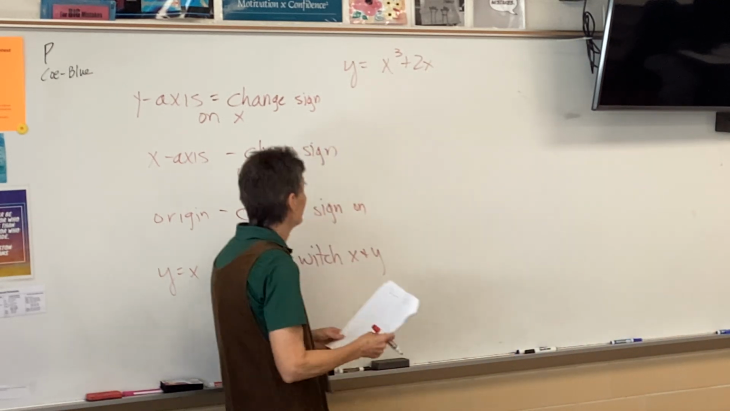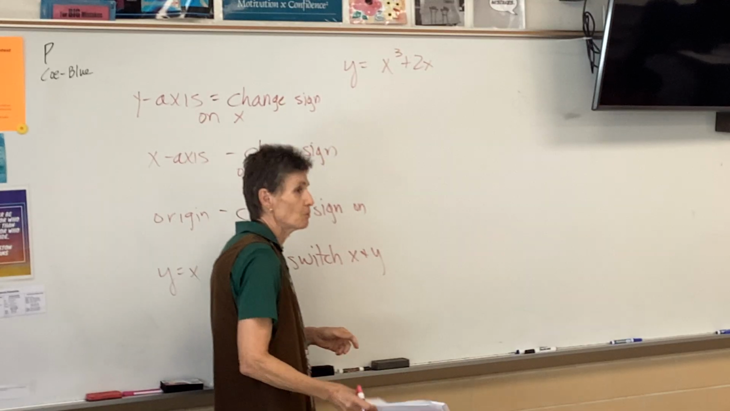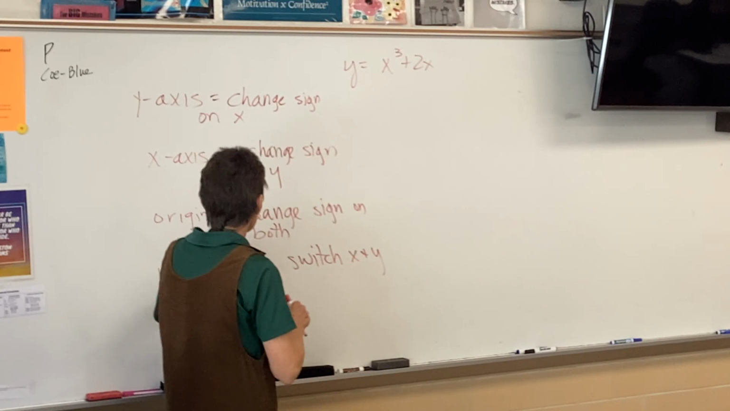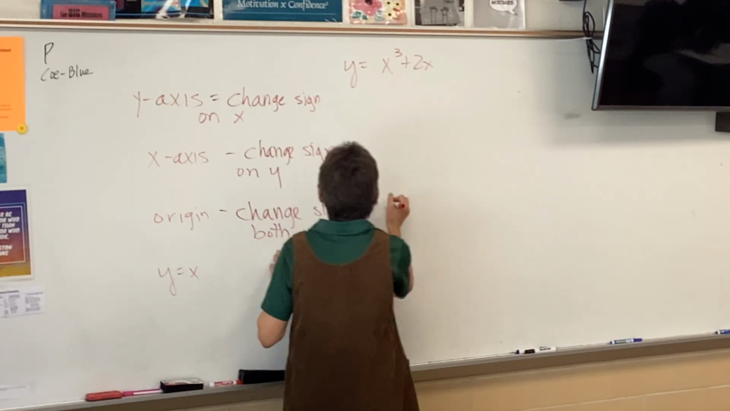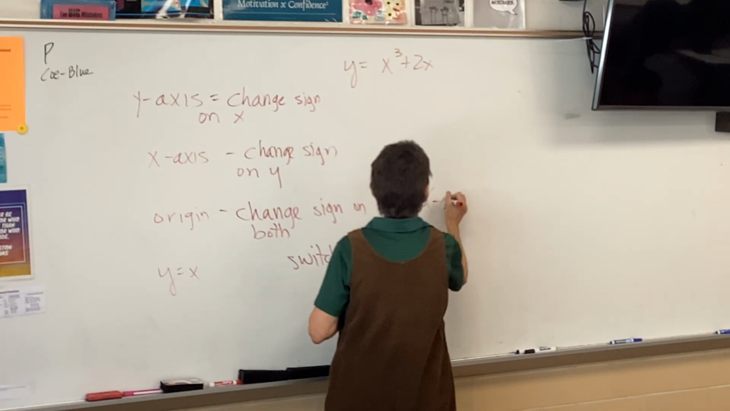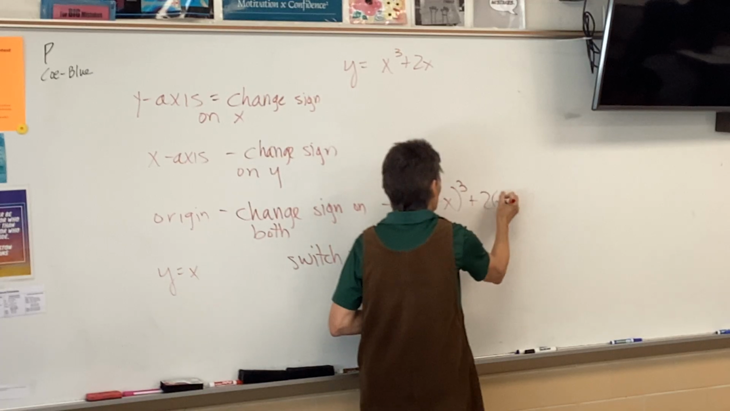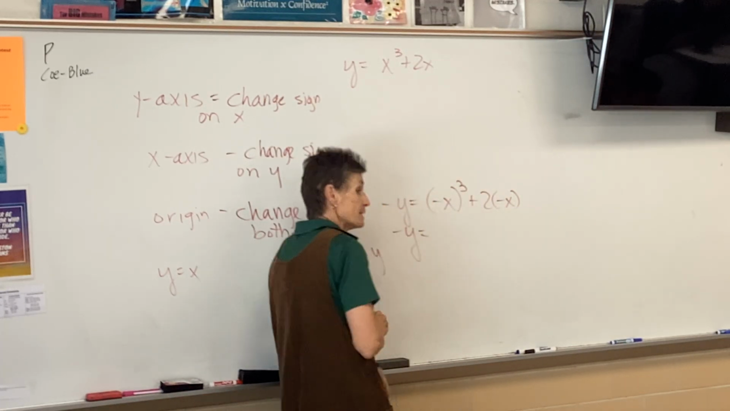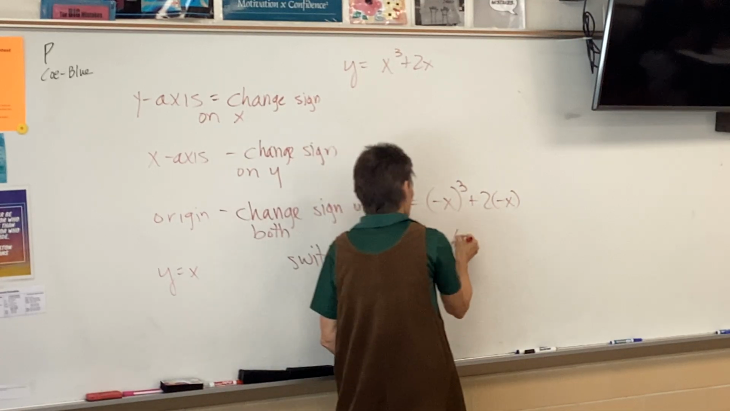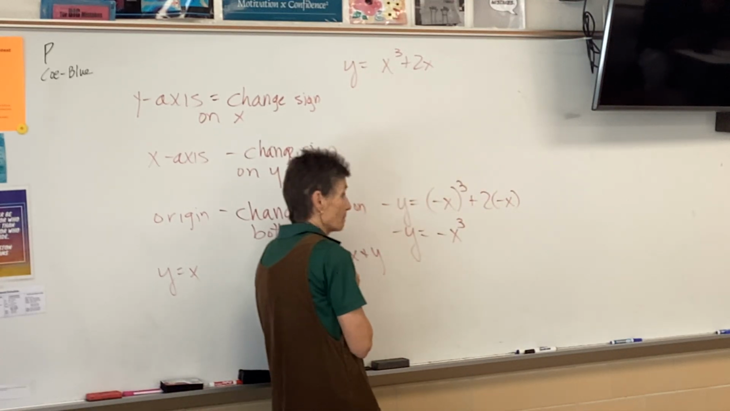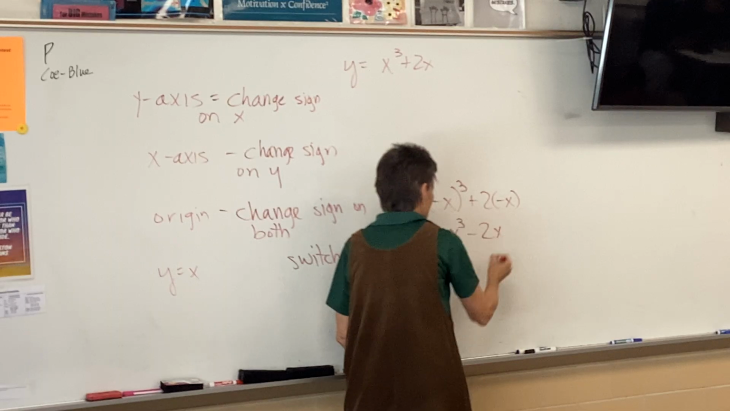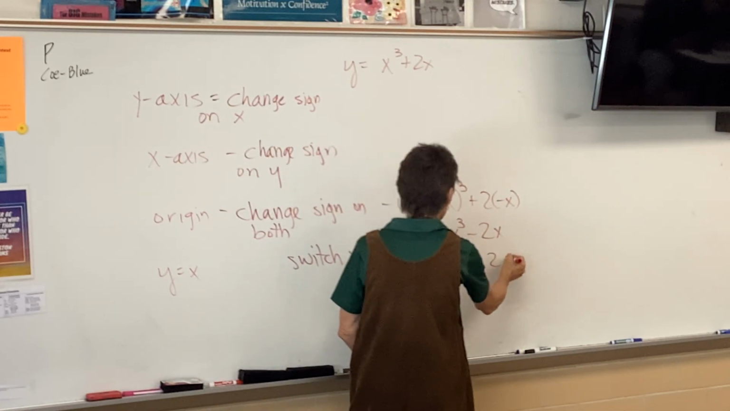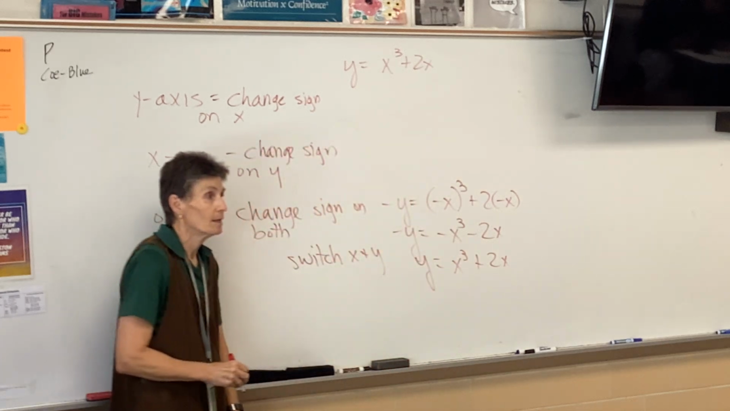All right, we were doing the last one. Did you find any symmetries? Origin, let's check it. That would be negative y equals negative x cubed plus 2 negative x. That is a mess. But we know that negative x cubed is negative x cubed minus 2x. And if we divide by the negative, I think you're right. It does have symmetry about the origin.